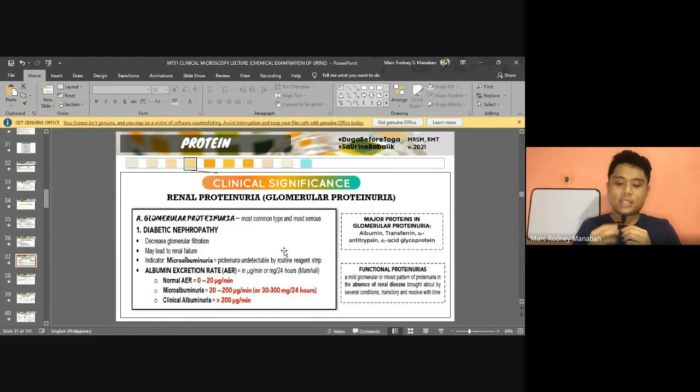All right? So those are the major proteins in glomerular proteinuria. Take note of that, okay? It may come out in the future, dears, in your boards and other exams. Very important. That's from Brunzel.